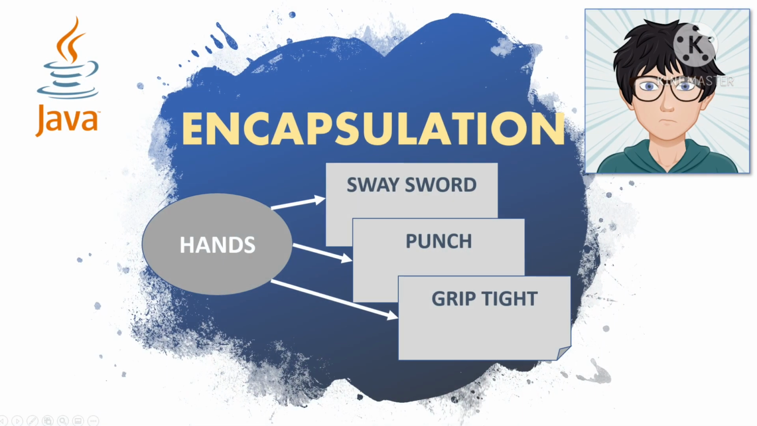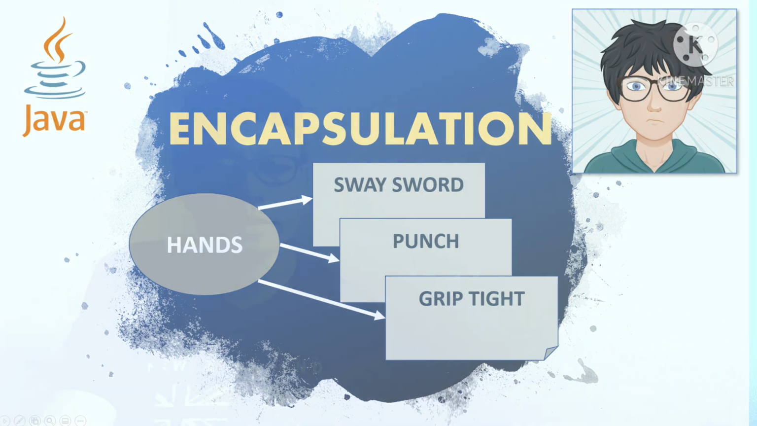For example, in our illustration, we have the hands. The hands have the ability to swing a sword, to punch, and to grip tight. Each ability is one single class, one single file, and then we bundle them together so that they could work as one. Same with other parts of the robot. They have different methods that are bundled together as one.